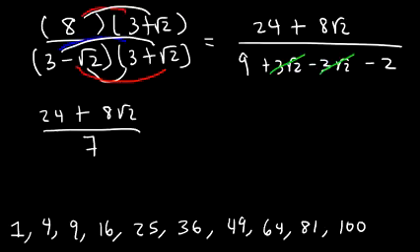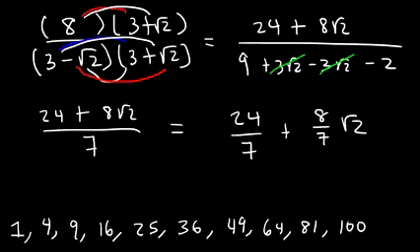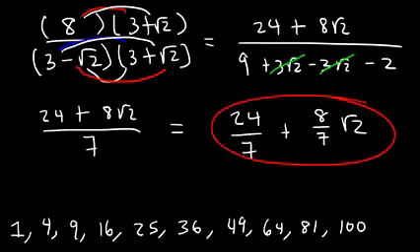So you can leave your answer like this, or you could separate it into two fractions. You can write it as 24 divided by 7 plus 8 over 7 square root 2, if you want to. But that's how you could simplify the expression that we had.